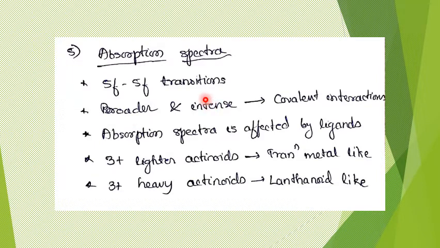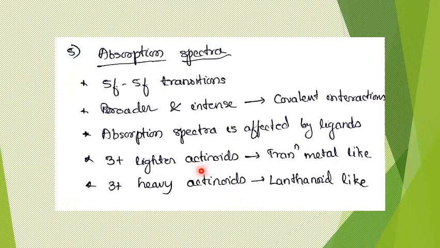The reason behind this is that the metal-ligand interaction is much more covalent, so those vibrations make the transitions broader and intense. Next, absorption spectra are affected by ligands because of covalent character. So a change in ligand environment affects absorption spectra. Unlike in the case of 4f, where there was very little metal-ligand interaction, so a change in ligand environment had not caused much change in the absorption spectra. But here it is not so. Some change in absorption spectra can be observed because of ligands, right?